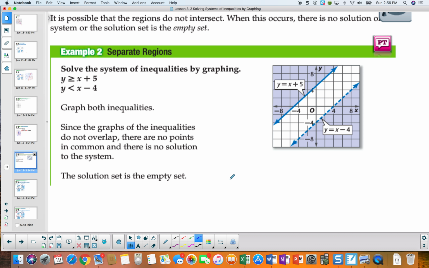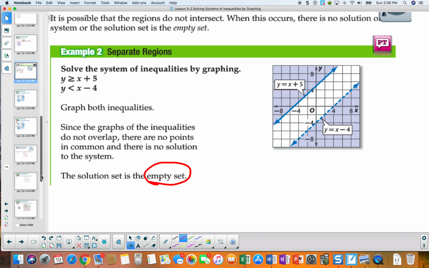Let's take a look at, sometimes the system of inequalities doesn't have a solution. In this case, the solution for this one is above, and the solution for this inequality is below. Notice they don't share anything in common, so we say that the solution is the empty set. In other words, there are no solutions that'll work for both at the same time.